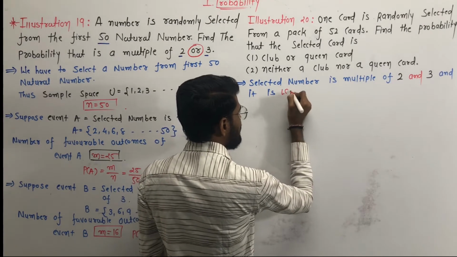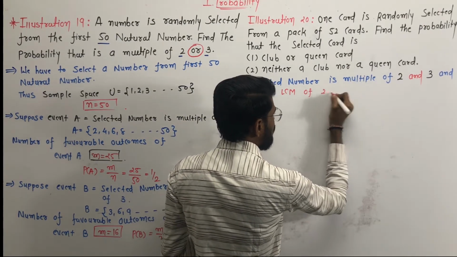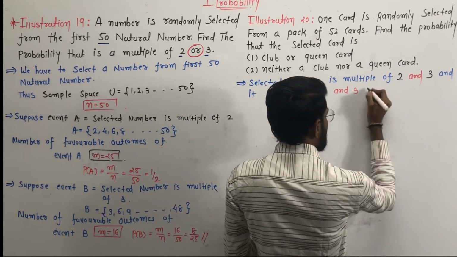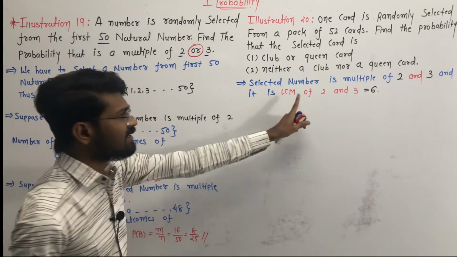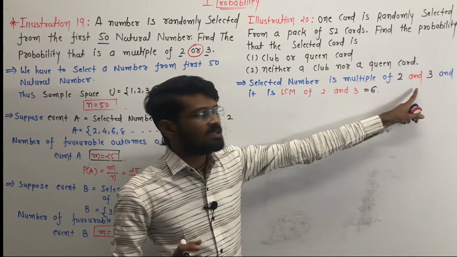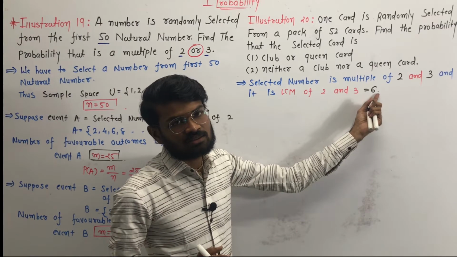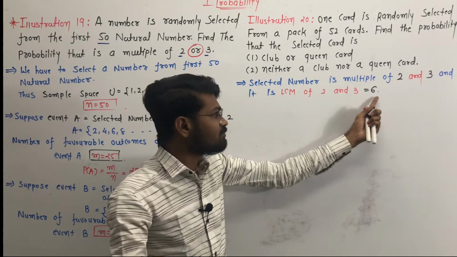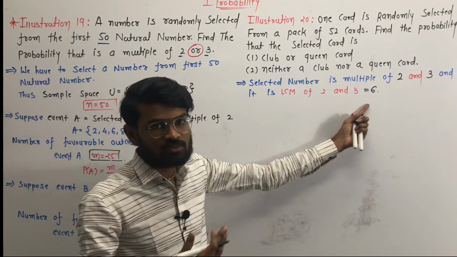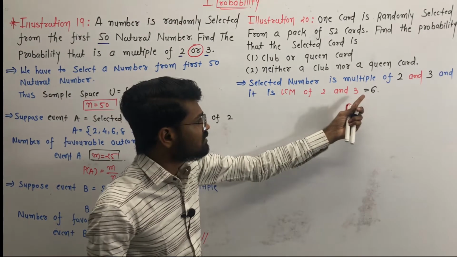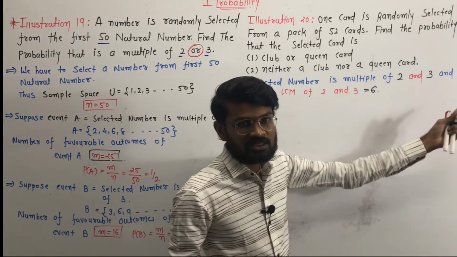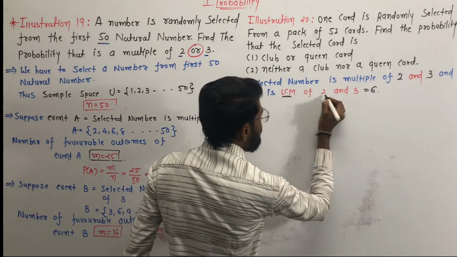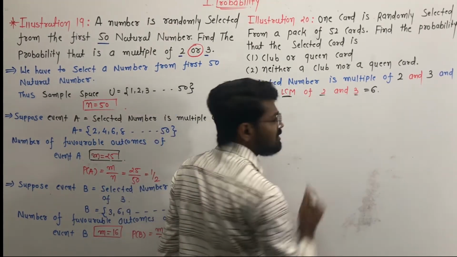LCM of 2 and 3. And what is the LCM of 2 and 3? It is equal to 6. Yes, it means selected number is multiple of 2 and 3 is multiple of 6. Multiple of 6 means 6, 12, 18. Yes, 6 is multiple of 2 and 3. Then 12 is also multiple of 2 and 3. Then 18 is also multiple of 2 and 3. Yes, so the selected number is multiple of 2 and 3 is the LCM of 2 and 3, and the LCM of 2 and 3 is equal to 6.